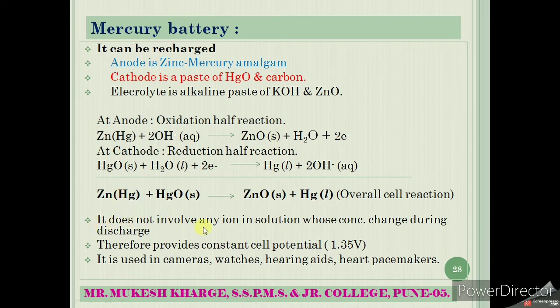Now it does not involve any ion in solution whose concentration changes during the discharge. Here the amalgam, HgO is in solid state, ZnO is also solid state, and mercury is in liquid state. So there is no ion whose concentration gets changed. Therefore this cell provides a constant cell potential, which is equal to 1.35 volt.